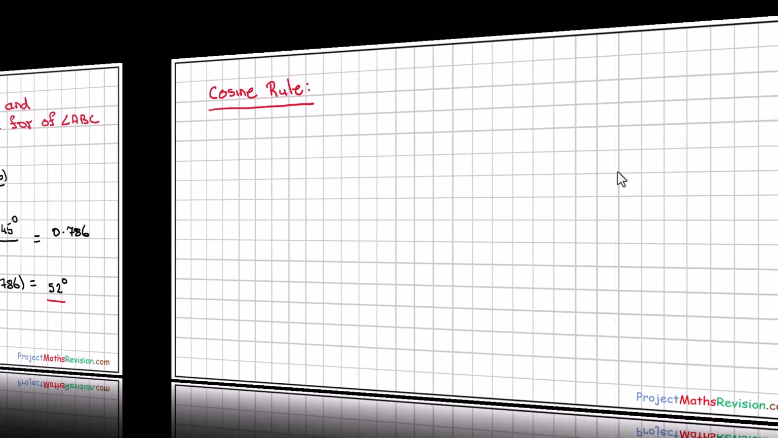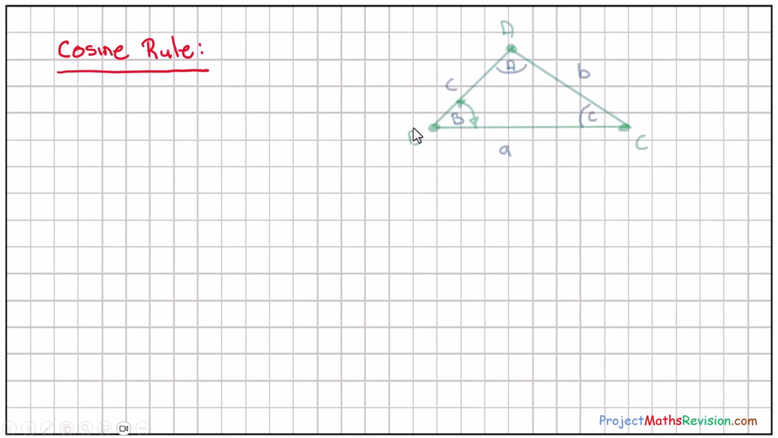Now let's consider the cosine rule. Once again, if we have a non-right angle triangle, we can relate the angles and distances as follows. The cosine rule states, you get this from the log tables, that a squared is b squared plus c squared minus twice bc cos A.